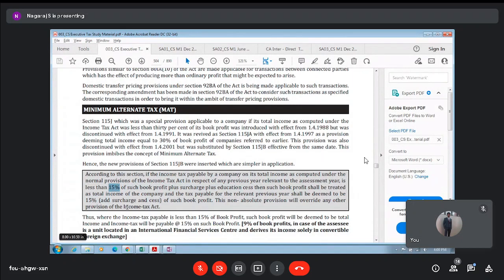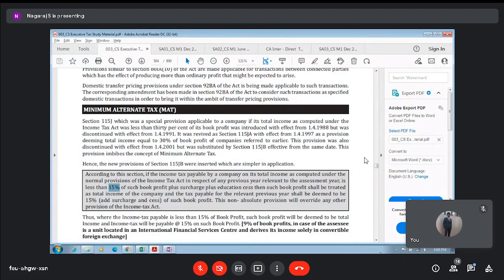AMT rate? 18.5. Earlier it was 18.5% only for MAT and AMT, both were the same. But 2 years back they reduced the MAT to 15%. But AMT they have kept as it is. Okay. MAT rate is 15%.